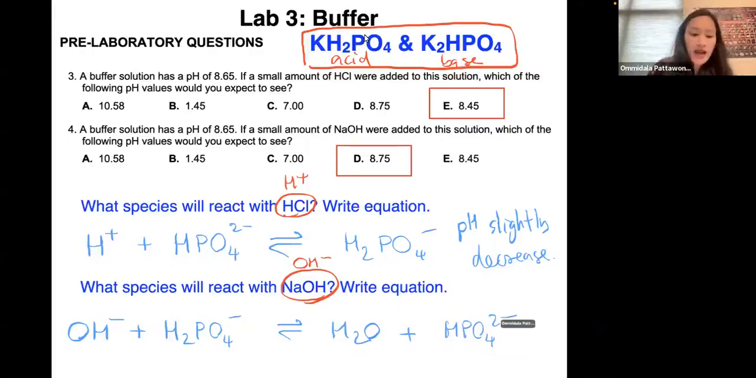Again, because these two already neutralize each other, you are going to observe more and more of the conjugate base being produced. Since this is a base, and also a weak base, it's going to increase the hydroxide ion in the solution slightly. So the pH will slightly increase in this case.